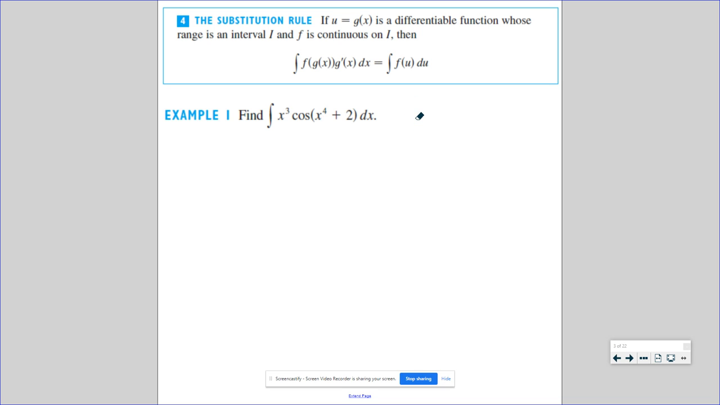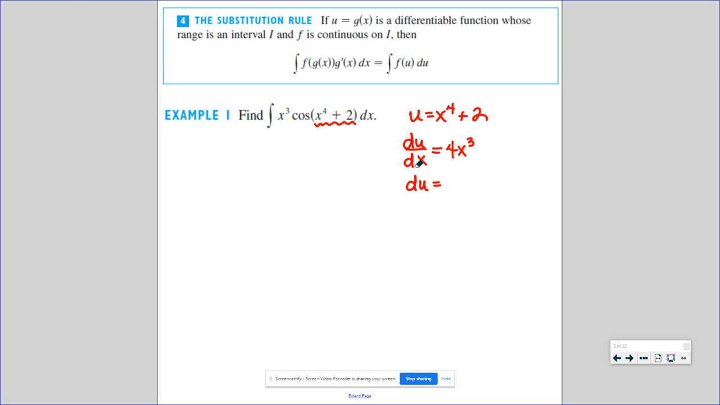All right, so let's do an example. As I said before, we're going to pick a u value, and usually it's going to be something on the inside of another function. So x to the fourth plus 2 looks like a pretty good candidate. The next thing is going to be taking the derivative of that u equation, which is going to be 4x to the third.